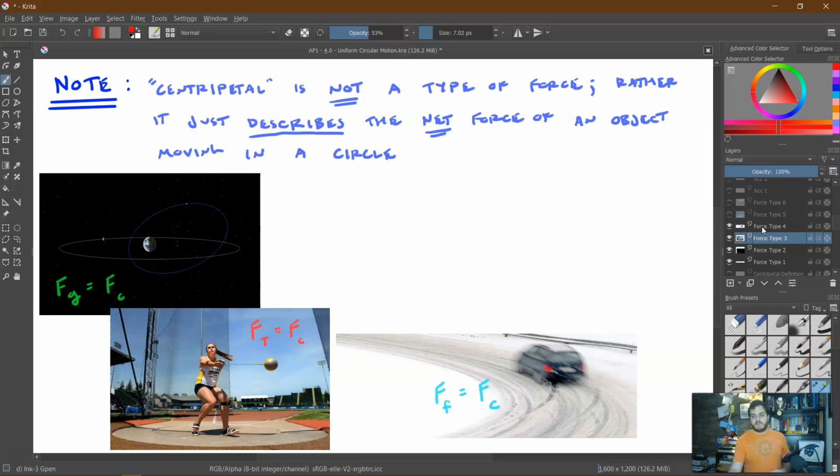If we look at the next one, let's say friction. Well, friction could be, for instance, this perfect situation of a car taking a turn. When this car turns, the tires are pushing it toward the center of the circular arc, and that would be a force of friction, but also a centripetal force.